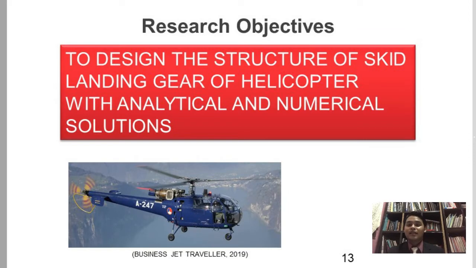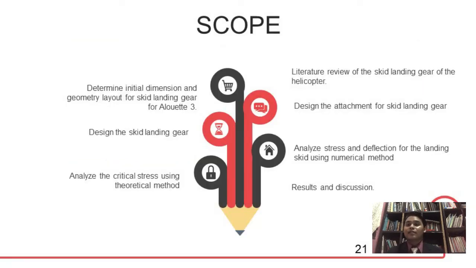So the research objective is to design the structure of skid landing gear of a helicopter with analytical and numerical solution. The scope for this research is first a literature review of the skid landing gear of the helicopter, and then determine the initial dimension and geometry layout for the skid landing gear for Alert 3, design the skid landing gear, design the attachment for the skid landing gear, analyze the critical stress using theoretical method, analyze stress and deflection for the landing skid using numerical method, and then we do the result and discussion.